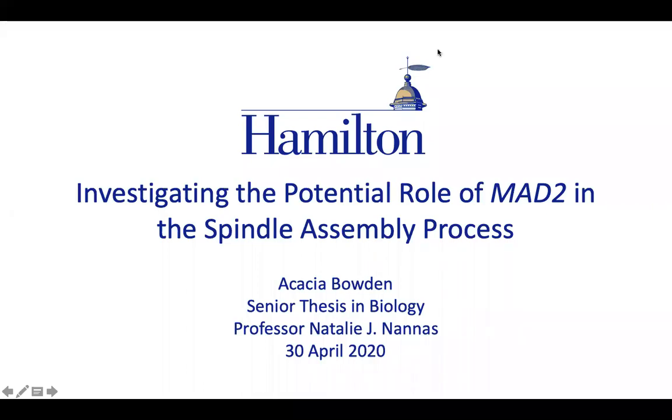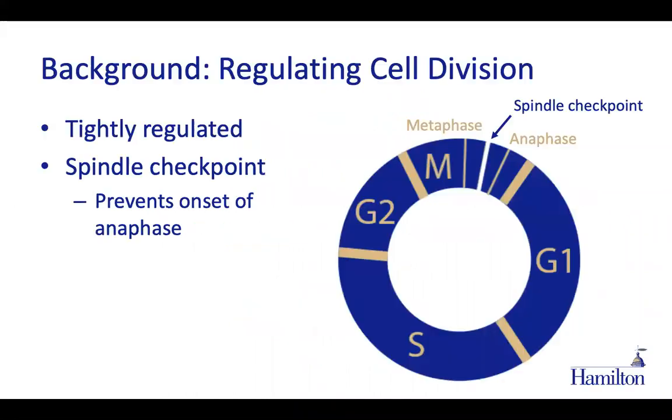For my thesis, I investigated the potential role of MAD2 in the spindle assembly process. The cell cycle is tightly regulated to ensure that the genetic material is properly duplicated and segregated into daughter cells. There are three main checkpoints, and each one has an important role, but I'm going to focus on the spindle checkpoint. This checkpoint prevents the onset of anaphase until all chromosomes are properly attached to the spindle.